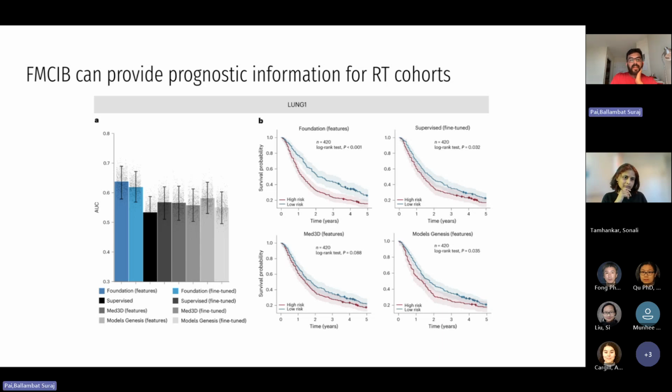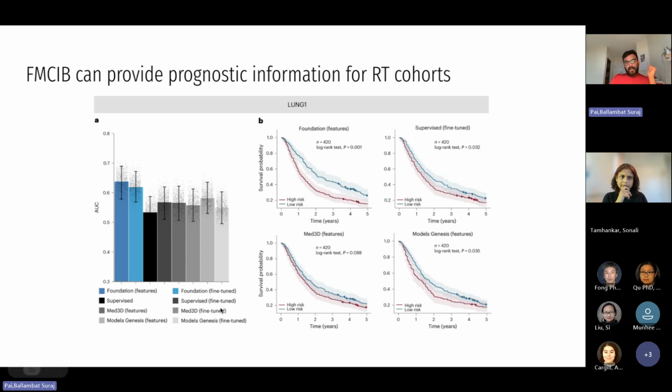Supervised was supervised fine-tuned. Yes. So wait, give me a second. Foundation features. That's the one in the dark black versus the slightly lighter one. Is that the one you're asking about? Yeah. Okay, perfect. So supervised was something that we trained from scratch. So as in, this model was randomly initialized before it actually even saw any data from this RT cohorts for training. So that's the supervised one.